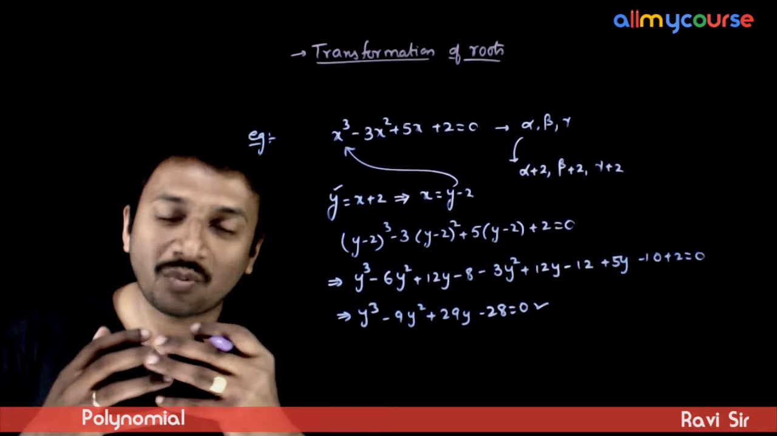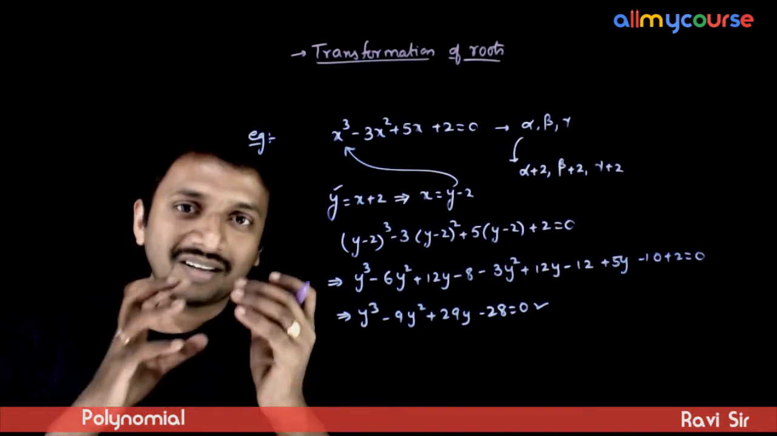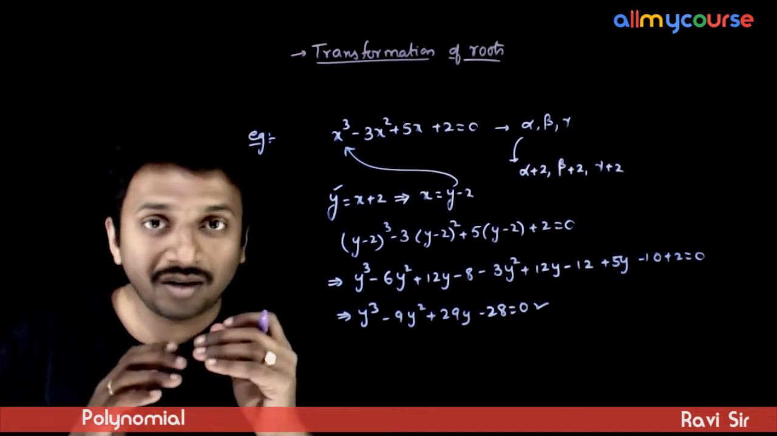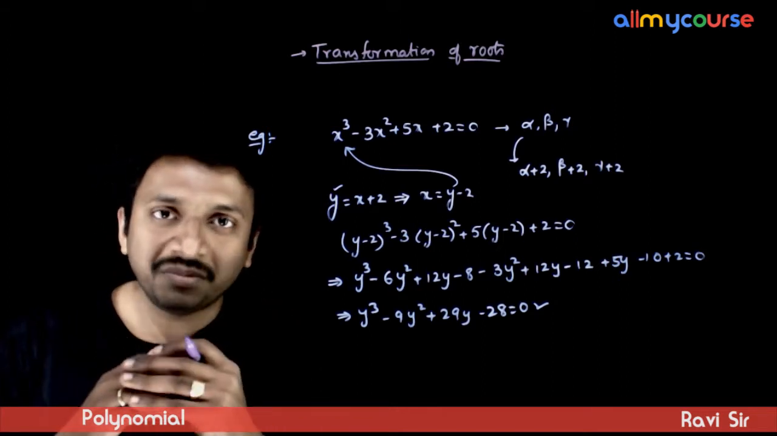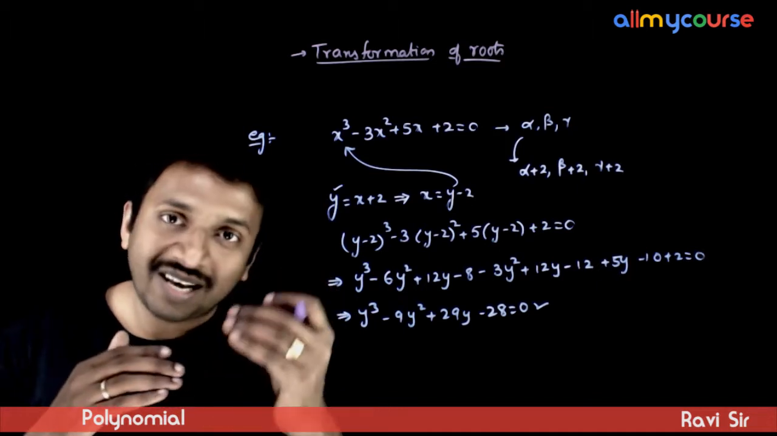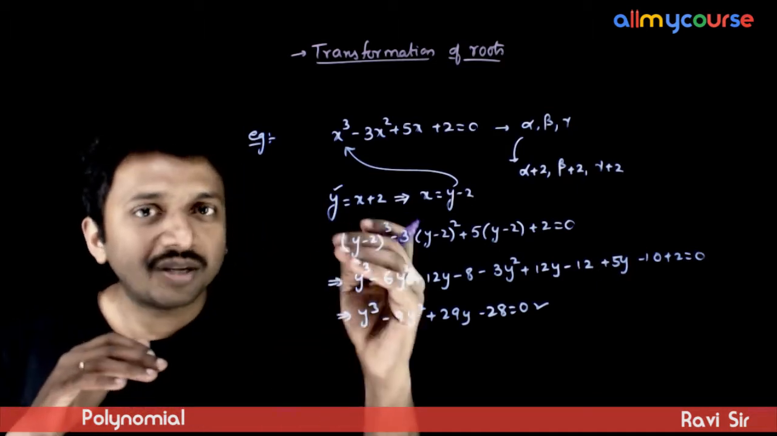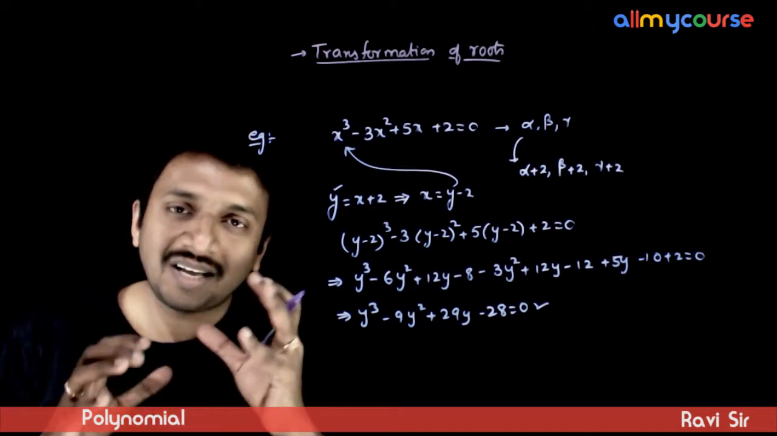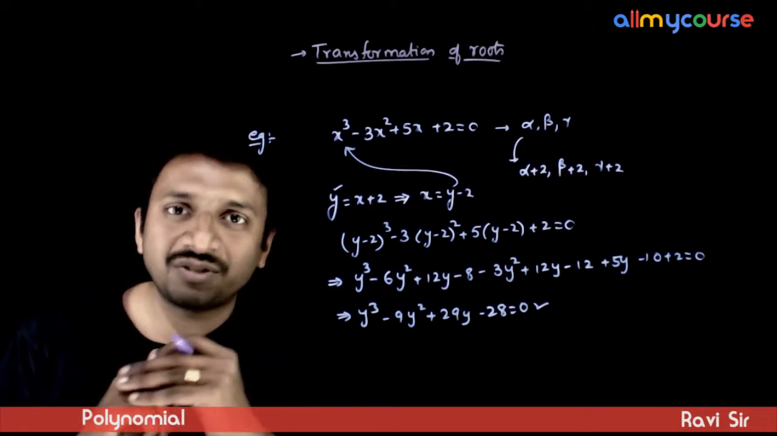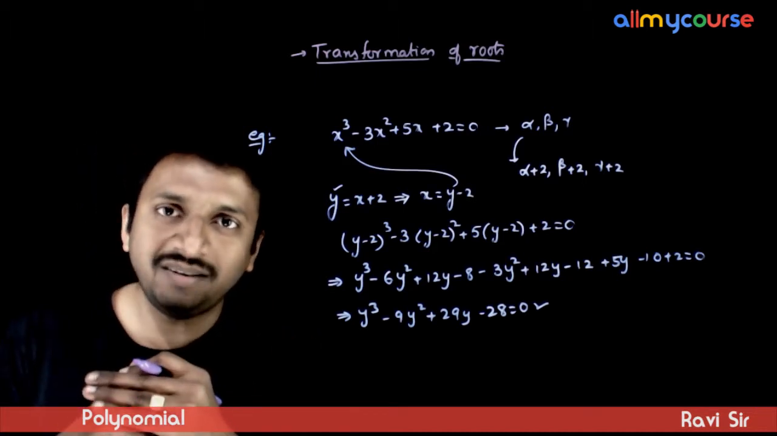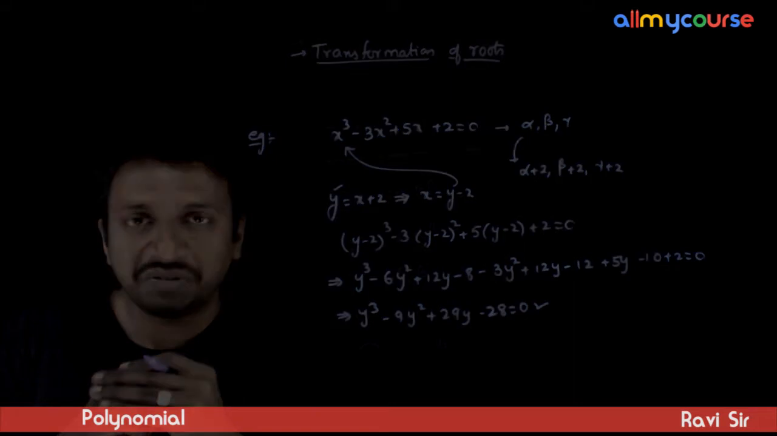So I hope you understand what we are doing. We are just substituting the reverse function in the place of x. So if you want the roots to be greater by 2, you have to substitute y minus 2. If you want the roots to be lesser by 2, you have to substitute y plus 2 in the place of x, and so on. So let us take some standard transformations and see the substitutions that you need to do to get the required transformations.